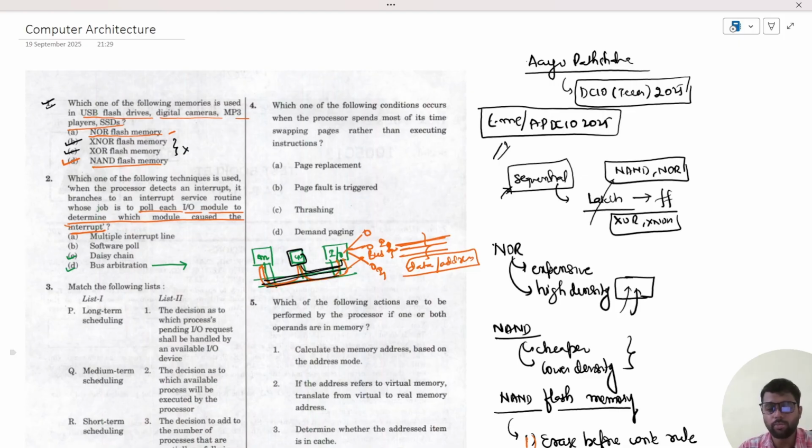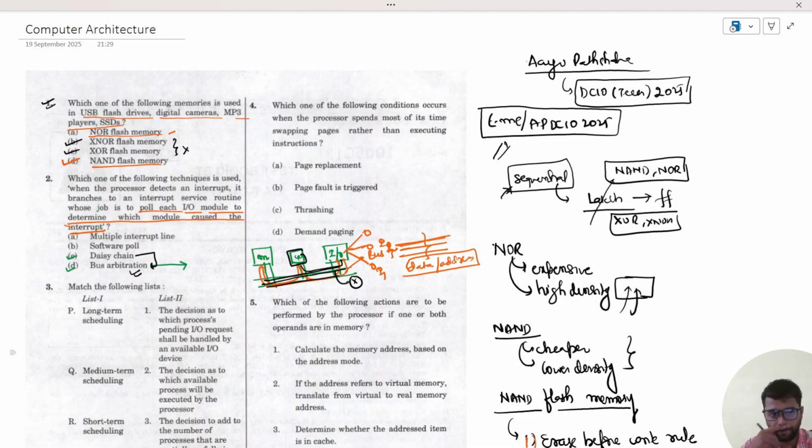Now if two or more devices try to access the bus at the same time, there could be a conflict, and that is known as bus arbitration. To resolve that conflict, we can have different techniques, whether hardware based or software based. One among those techniques is daisy chaining.